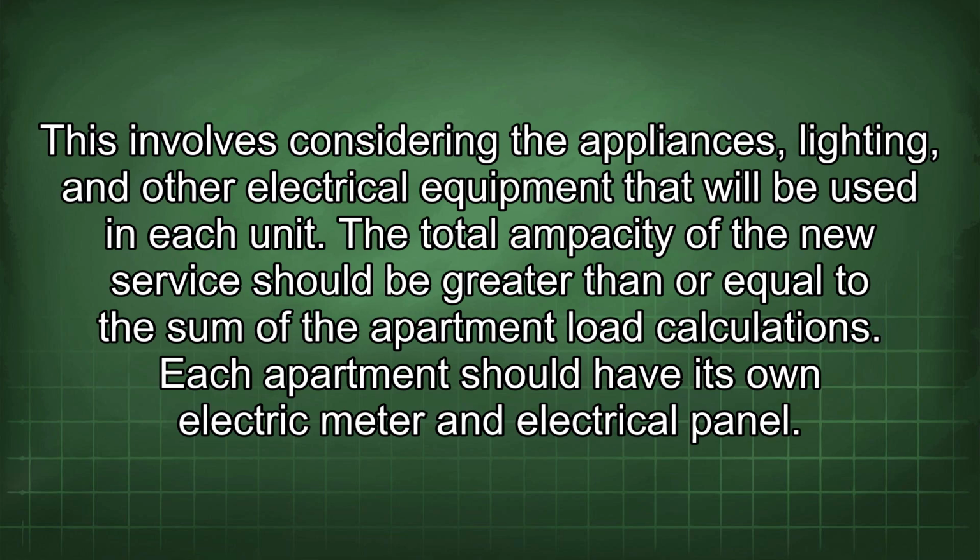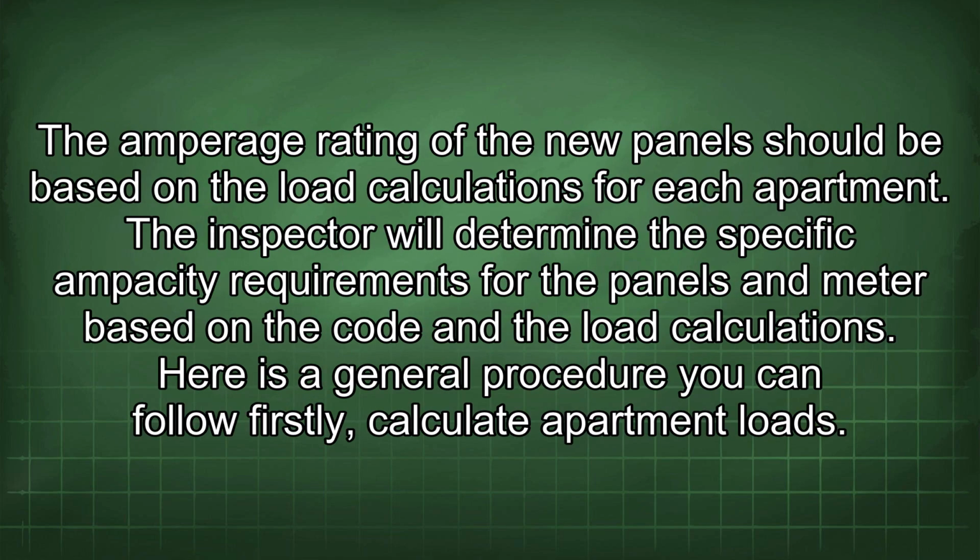The total ampacity of the new service should be greater than or equal to the sum of the apartment load calculations. Each apartment should have its own electric meter and electrical panel. The amperage rating of the new panel should be based on the load calculations for each apartment. The inspector will determine the specific ampacity requirements for the panels and meter based on the code and the load calculations. Here is a general procedure you can follow.